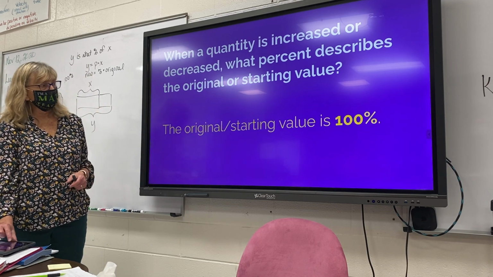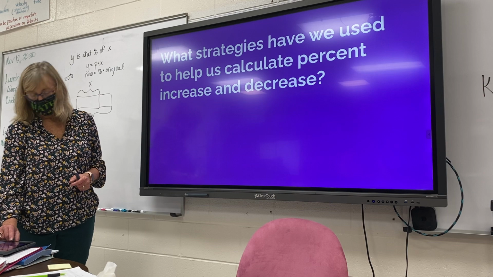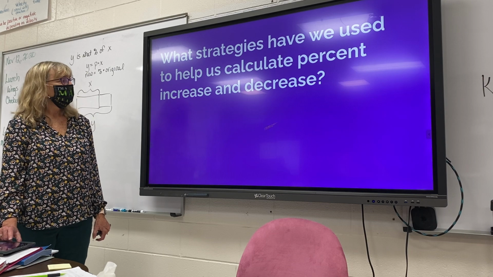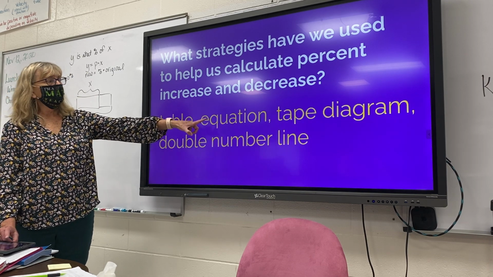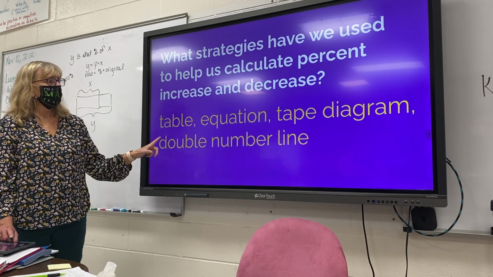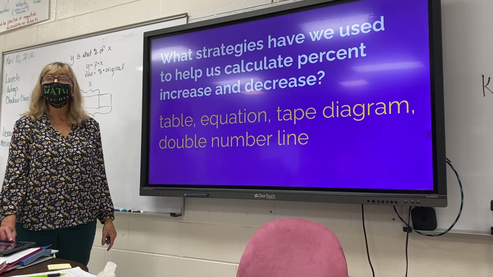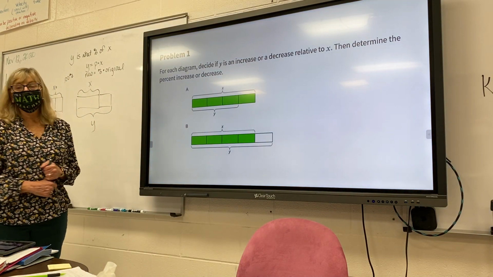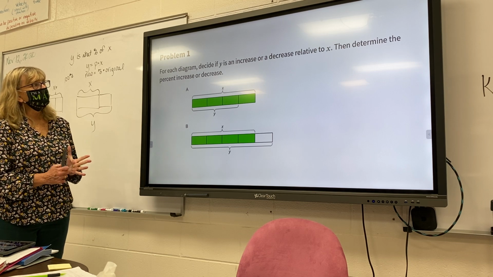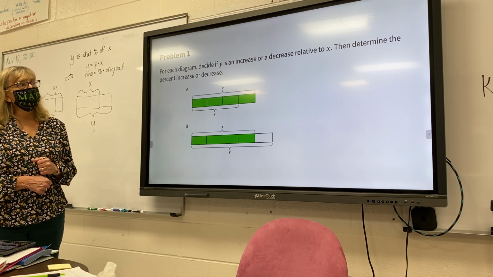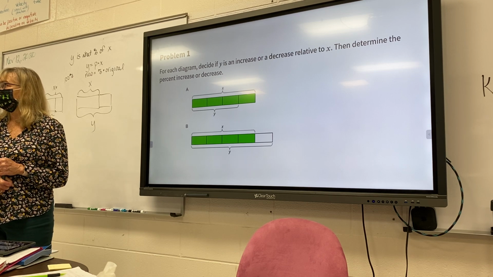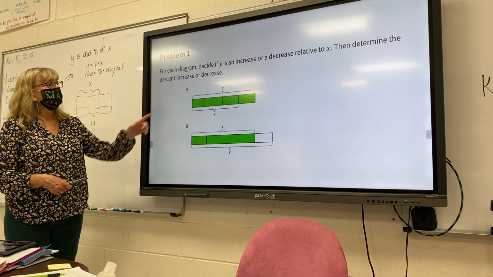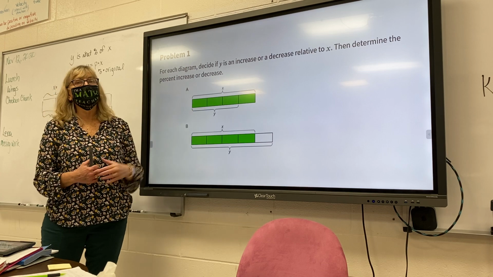So the original starting value is always 100%. So what strategies have we used to help us calculate percent increase and decrease? Well, we can use a table, we can use an equation, we can use a tape diagram, and we can use a double number line, which we're going to work on. Okay? All right, for each diagram, this is the first practice problem. For each diagram, decide if Y is an increase or a decrease relative to X.